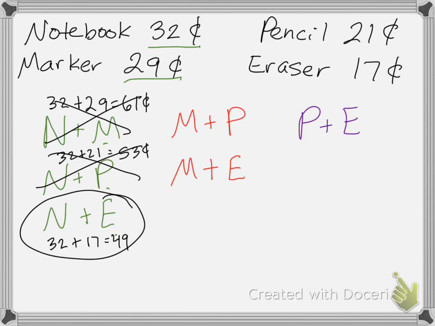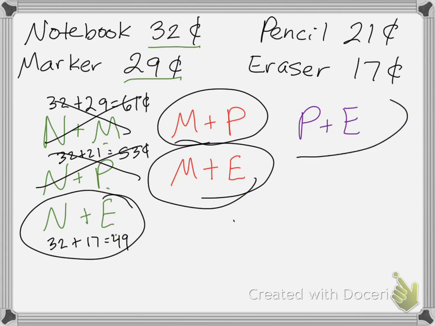The marker and the pencil would be 29 plus 21, which equals 50, so that's enough. Marker and eraser, he has enough for that one. And the pencil and eraser, he has enough for. So these are the combinations he could get.